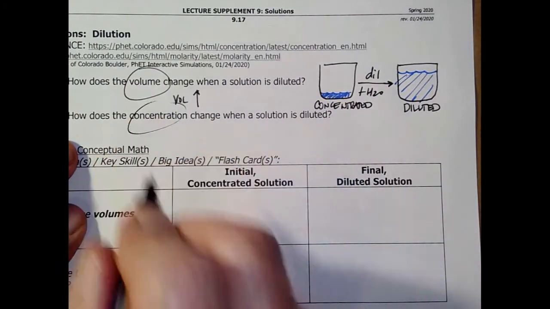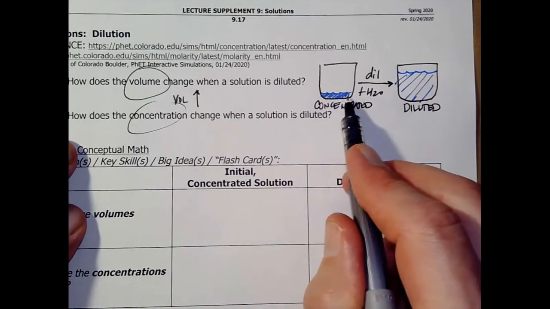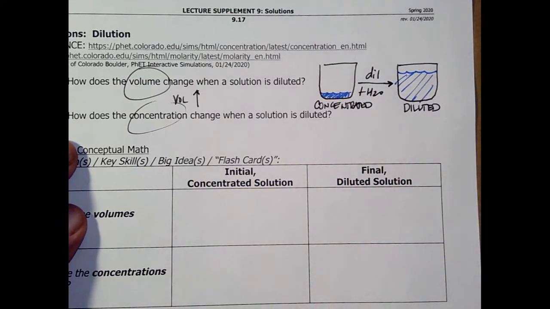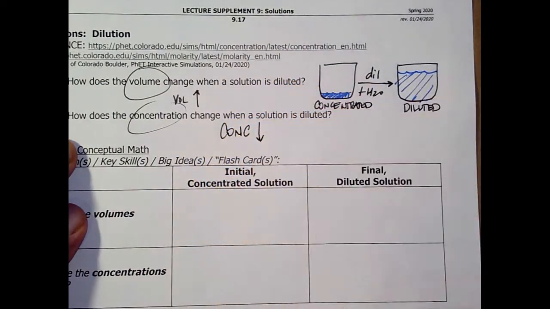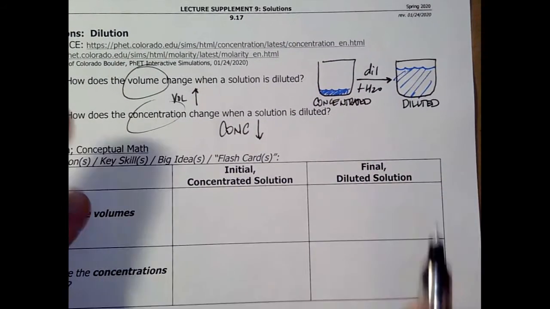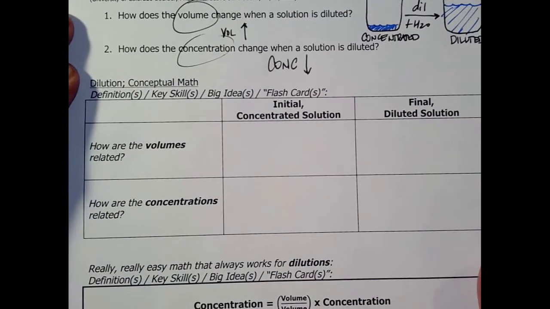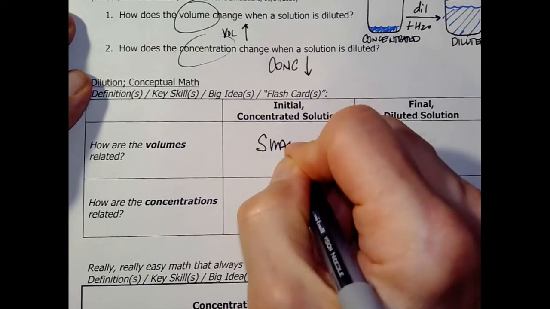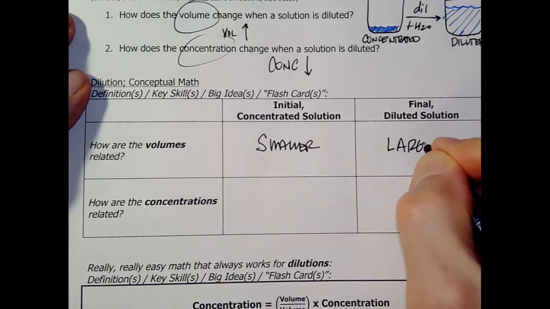Now, what about concentration? Well, this amazing artwork right here shows me that this is very concentrated and diluted. So what happens to the concentration when you dilute it? The concentration always declines. So the concentration of my diluted is less than the concentration of my initially concentrated solution. So all I have to do is remember that. Initial concentration volume is smaller. The final diluted solution volume is larger.